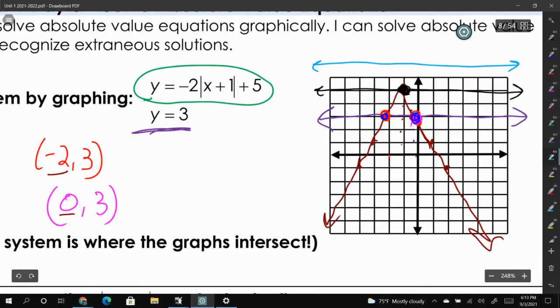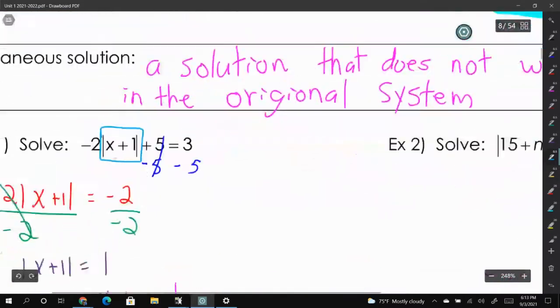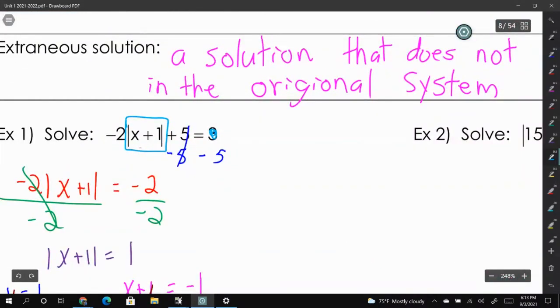Well, then there'd be no solutions. We wouldn't have any intersection points. So you could have two solutions, one solution, or no solutions to an absolute value equation. If down here, if that equaled, say, 10, you would find that there would be no solution to this.